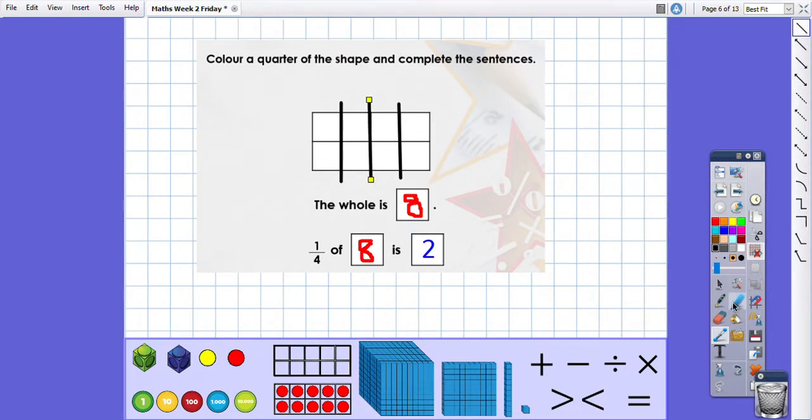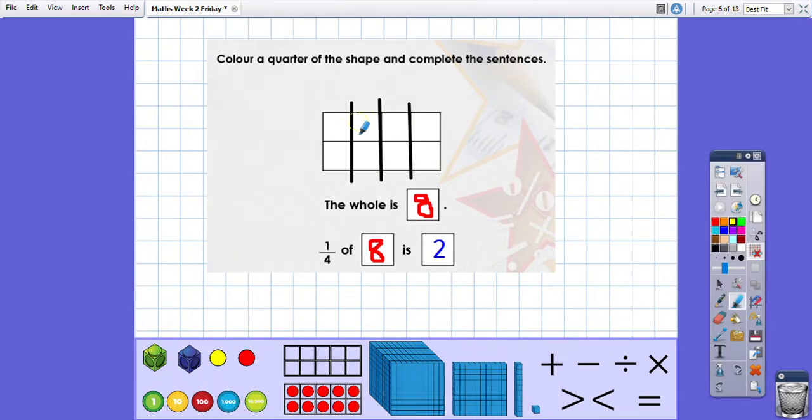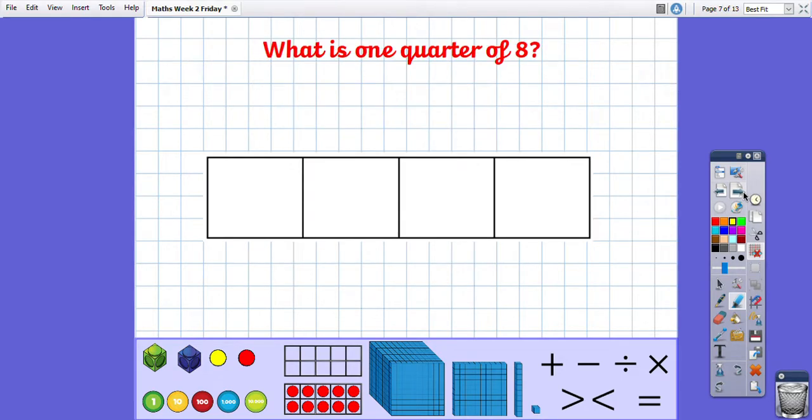Let's just see if it is still 2 in 1/4. How many squares are part of that quarter? It's still 2. So it doesn't matter how you split them into your groups as long as they are equal and there are 4 groups.